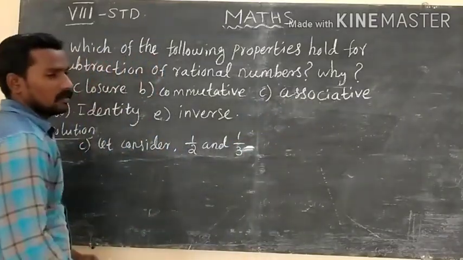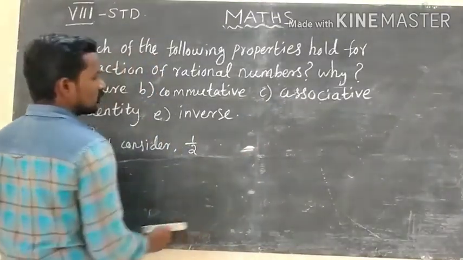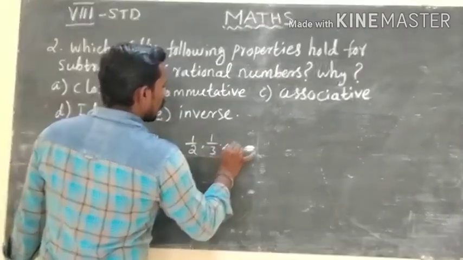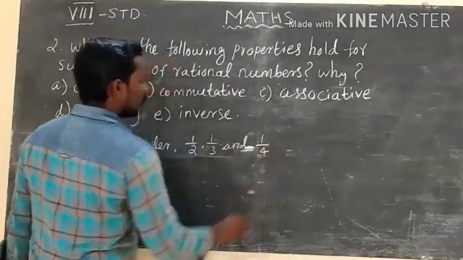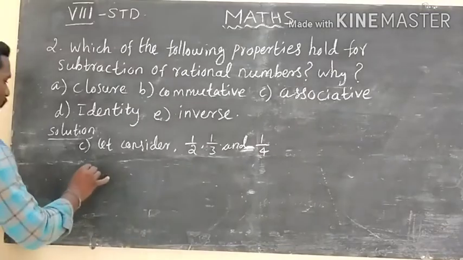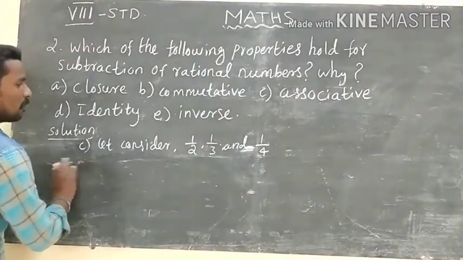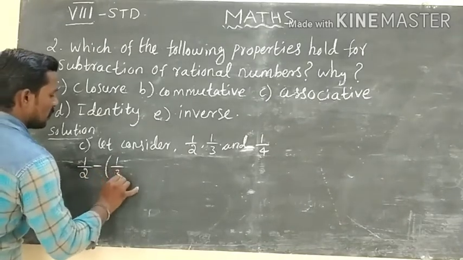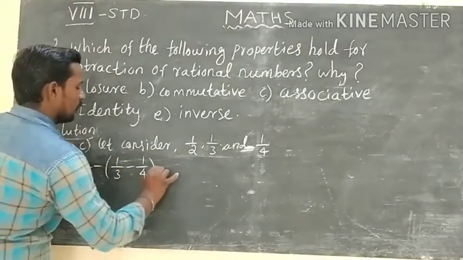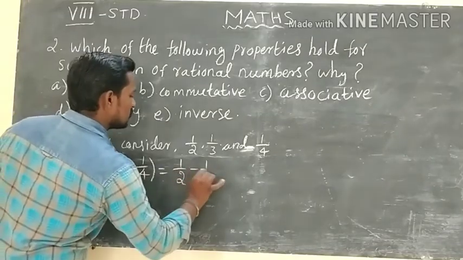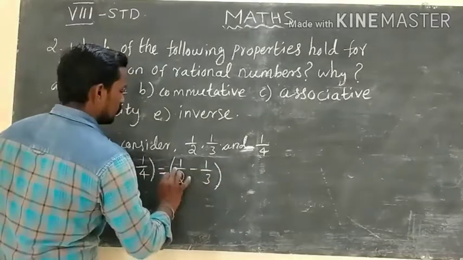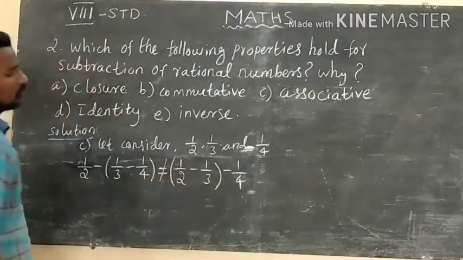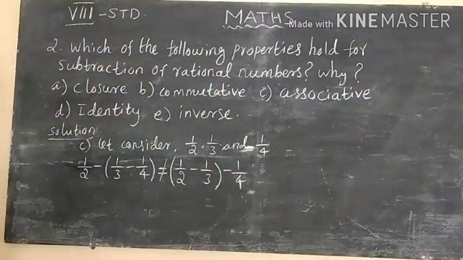associative property. Here I want any three numbers for the associative property: 1 by 2, 1 by 3 and 1 by 4. Now consider any three numbers. The property is 1 by 2 minus 1 by 3 minus 1 by 4 is not equal to 1 by 2 minus 1 by 3 minus 1 by 4 with the brackets placed differently. This is not equal. Okay. This is your property.